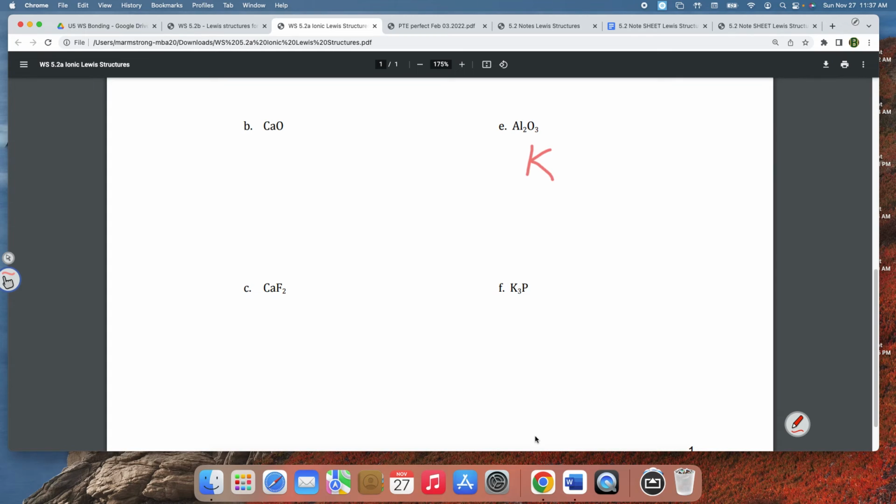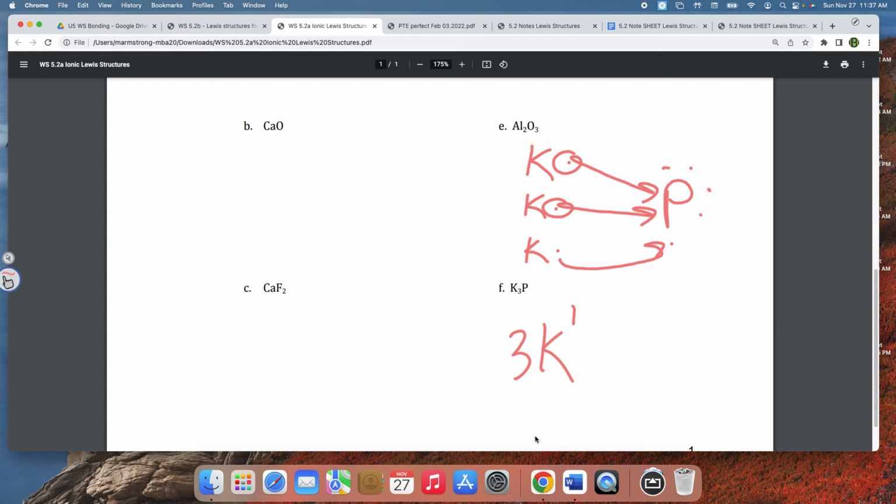K3P, 3 Ks. Each K has 1 valence electron. 1 P has 5 valence electrons. So 1 valence there, 1 valence there, 1 valence there. So you have 3 potassiums with a 1 plus. And then you have 1 phosphorus in brackets with 8 valence electrons, and it's a 3 minus. Final answer. Notice the 3 and the 1 and the 1 and the 3. They're kind of opposites, so it's neutral.